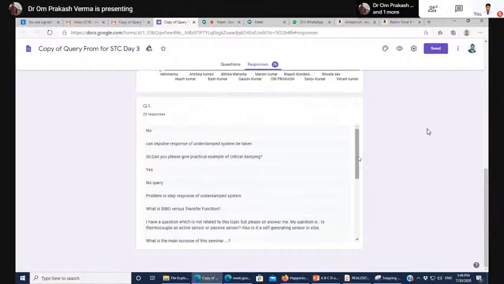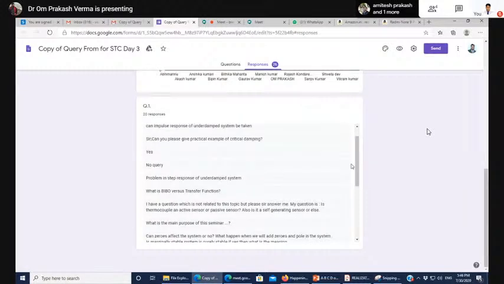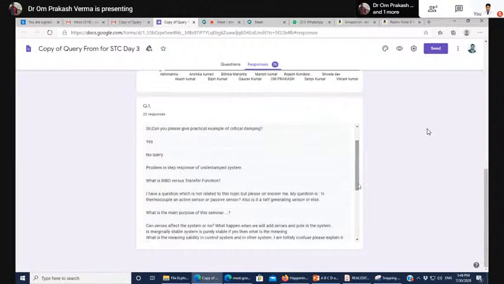Regarding the problem in the step response of an under damped system: the step input is a testing signal. We supply this type of input to the second order or first order system and find out the response. The under damped response is one of those responses, and we are visualizing and analyzing that response only. So there is no problem in the step response.